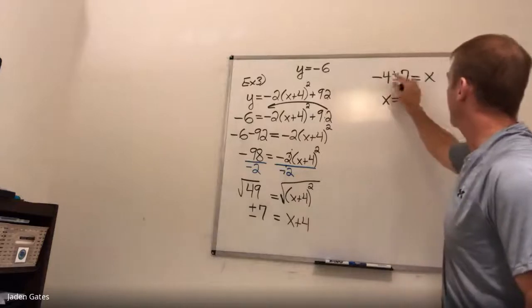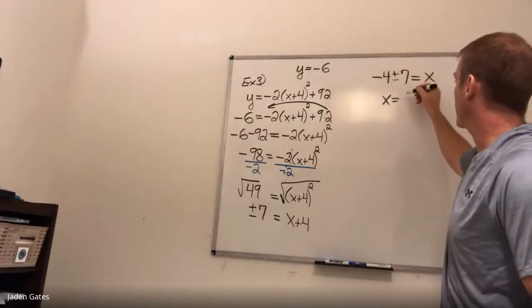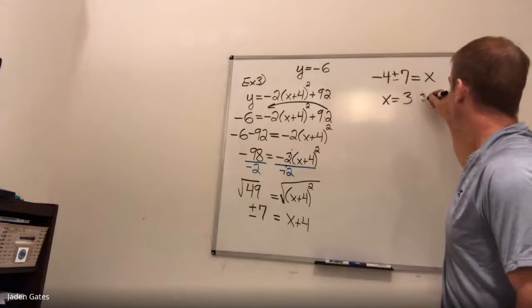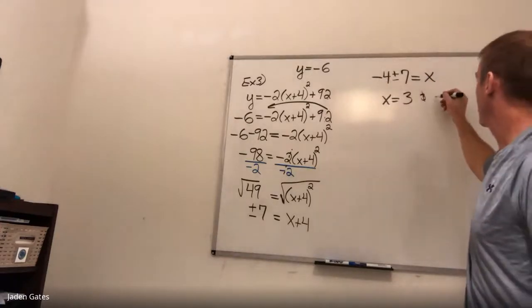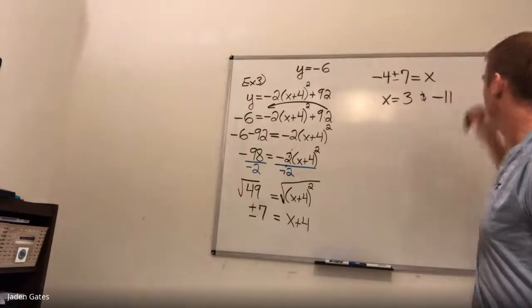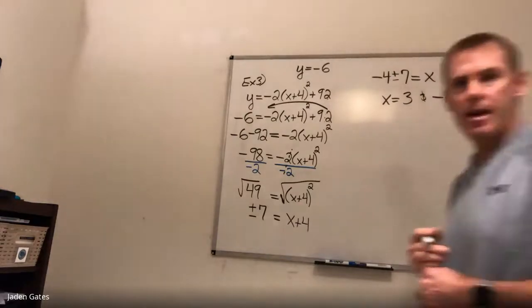So I have -4 plus 7. Well, if I lose 4, I get 7 back. I'm up 3. And then I go -4 minus 7, which is equal to -11.